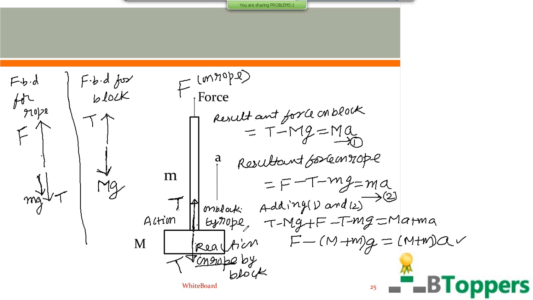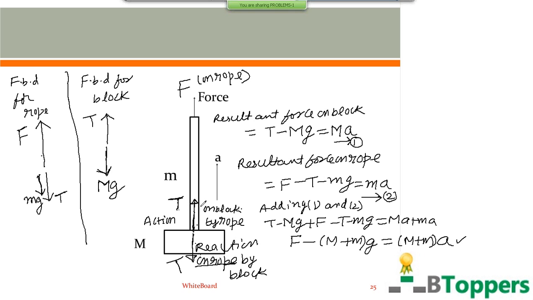In that case, you can consider the block and the rope together as one system. So in general, when two or more objects move linearly in the same direction with the same acceleration, you can consider those objects moving together as one system.